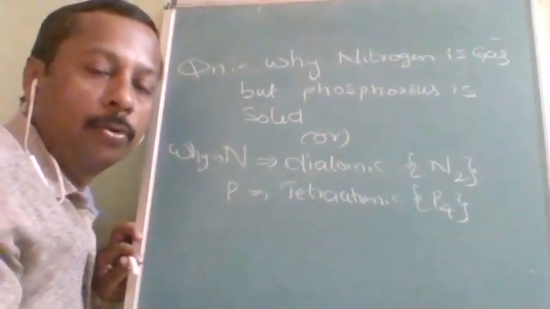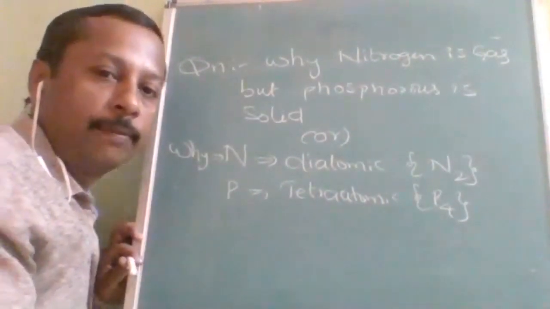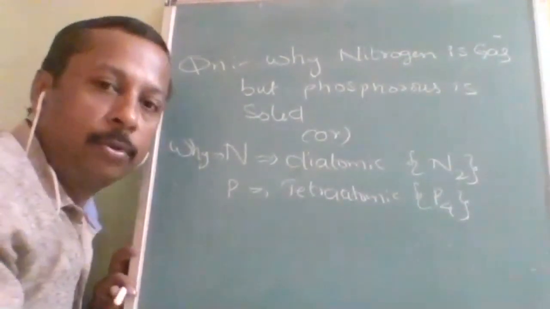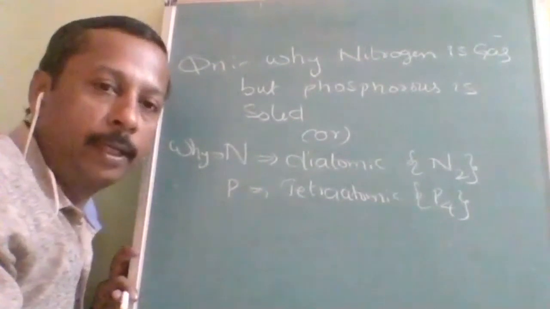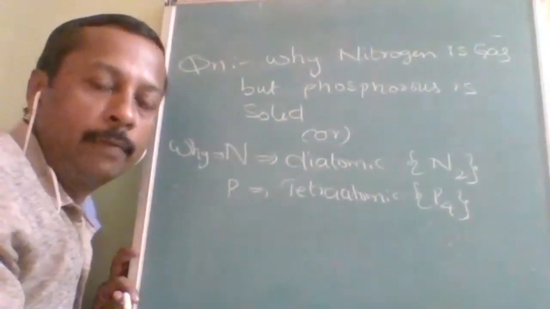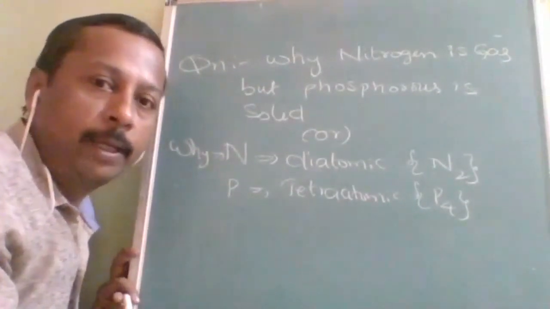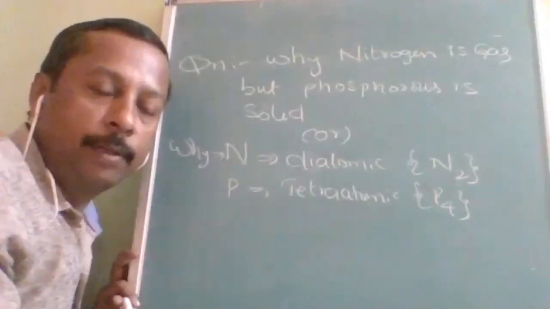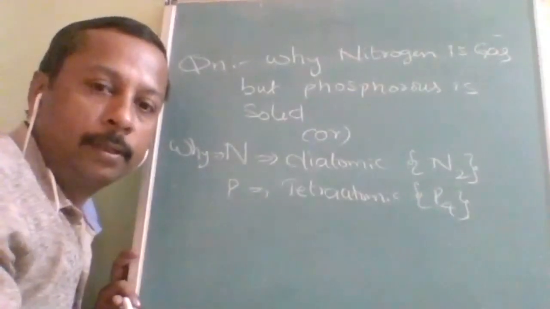So how to answer them? This type of question will be a reasoning question. Which of the following is most appropriate for the diatomic nature of nitrogen? Or which of the following is the correct explanation of phosphorus being a solid? In that condition you should be able to identify. So I am explaining the reason. Listen carefully.